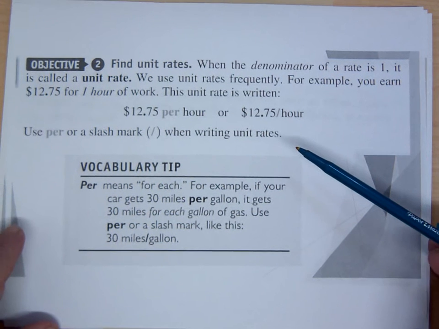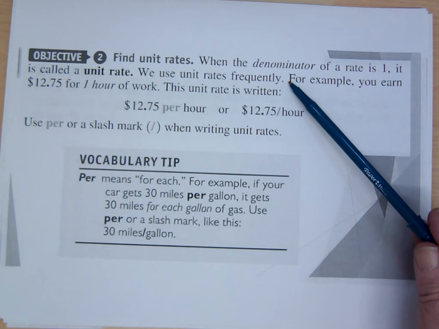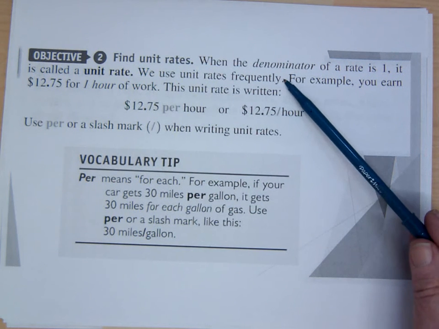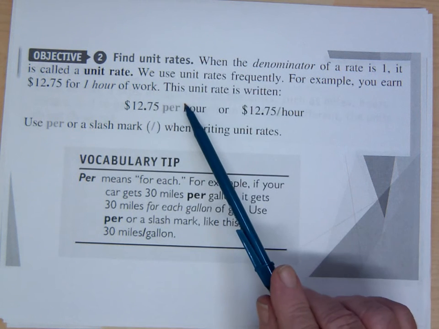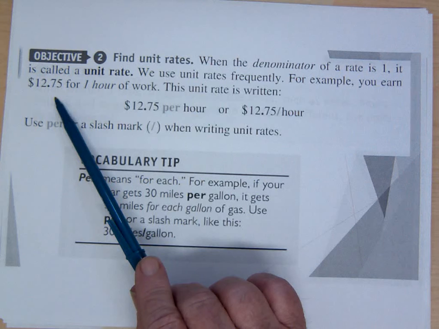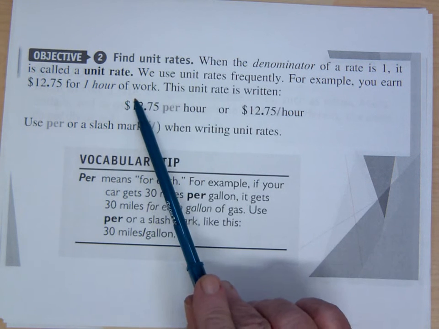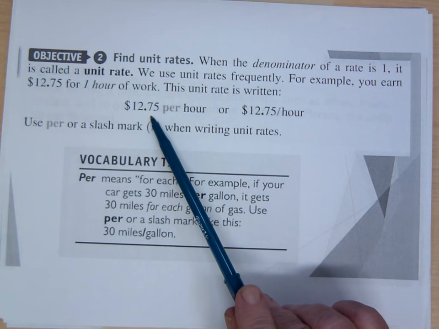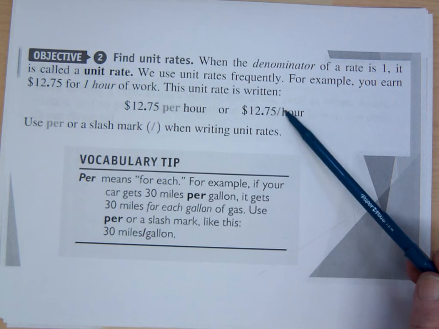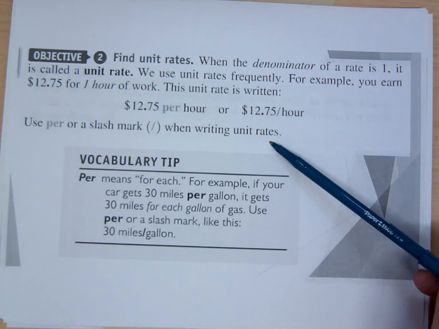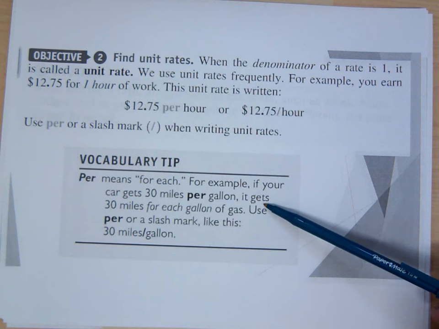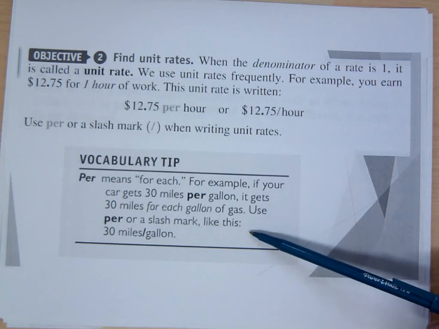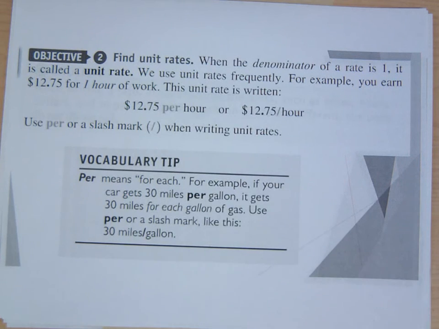First problem that we're going to be talking about is finding unit rates. When we're finding unit rates, we're making the denominator be 1. It's called a unit rate. So we will often talk about how you could earn $12.75 for 1 hour of work. The unit rate says you make $12.75 per hour, or sometimes you make a little mark like that and you read that as per. Per means for each. For example, if your car gets 30 miles per gallon, it uses 30 miles for each gallon of gas.